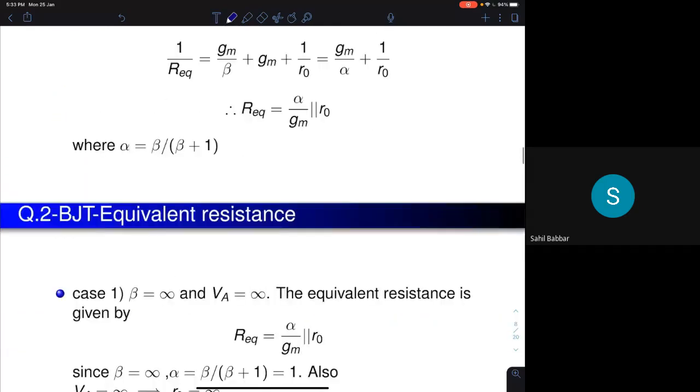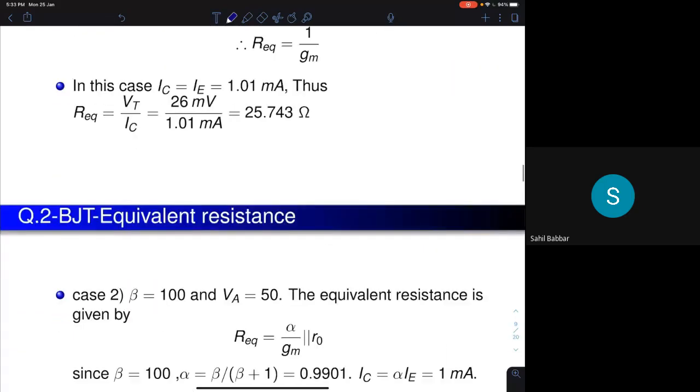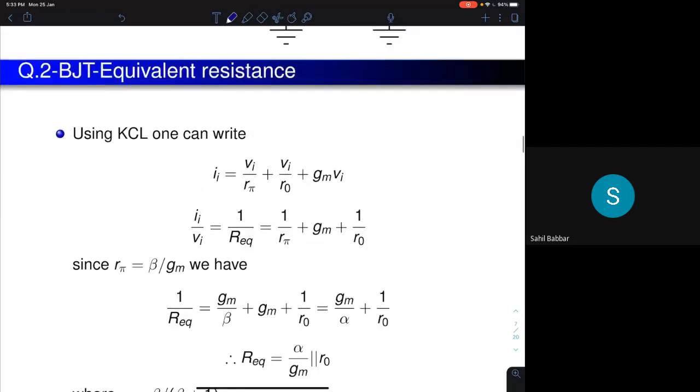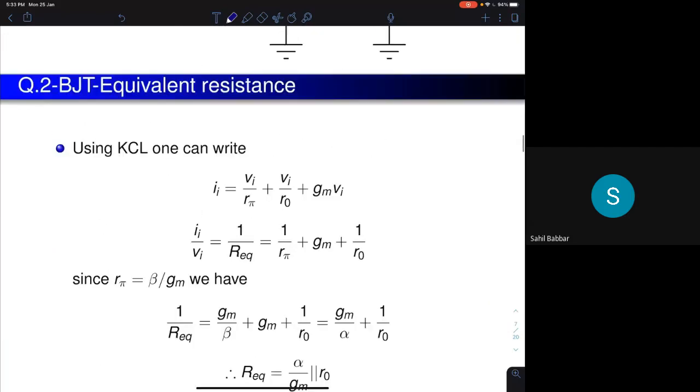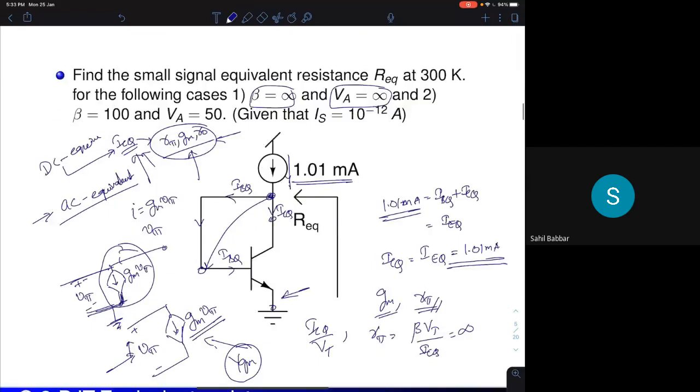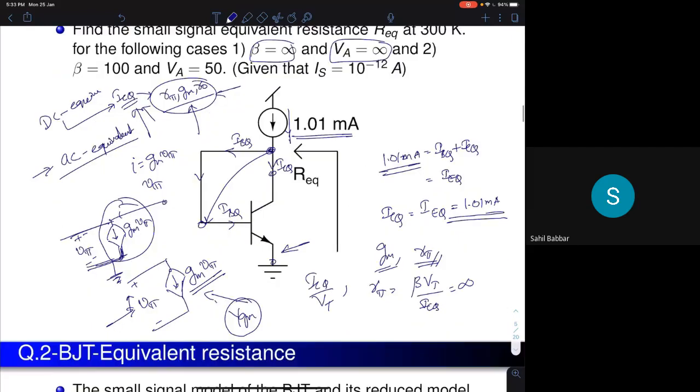I think I have derived a more general expression, but it's okay. The solution is fine. In the first case, it will turn out to be 1 by GM. If I ask you what is the equivalent resistance between collector and emitter, you can replace this GM V pi by a resistance of value 1 by GM.